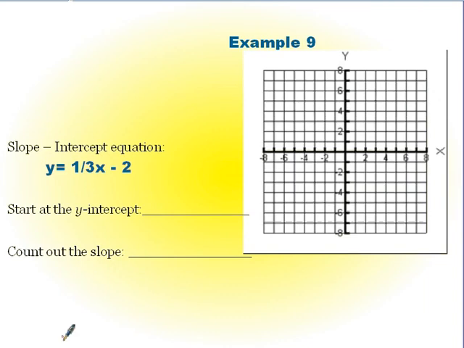Okay, last thing. You can graph things using the slope-intercept equation, which we've been used to. Remember, you start at the y-intercept, that's -2. Go to the y-intercept at -2 and put a dot there. And then count out the slope. The slope is 1 over 3. That's your rise over your run. So then we go up 1, we rise 1, and we run to the right 3. We put a new dot there, and we draw the line. Okay?